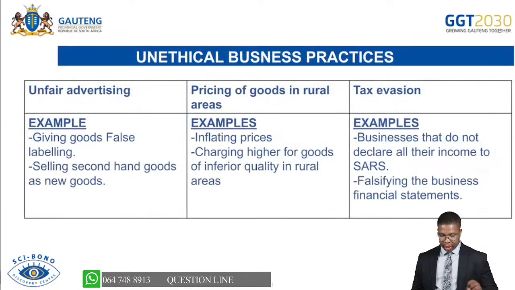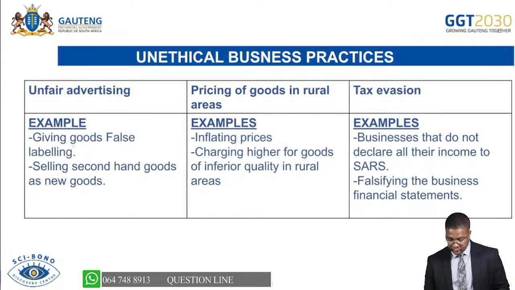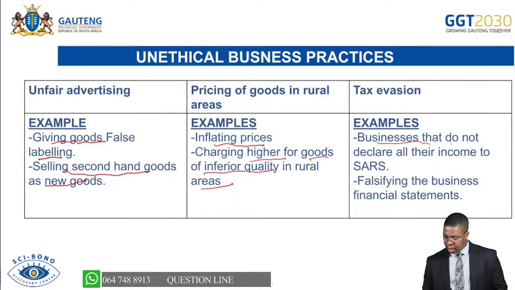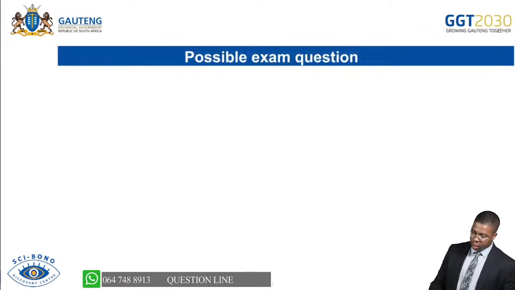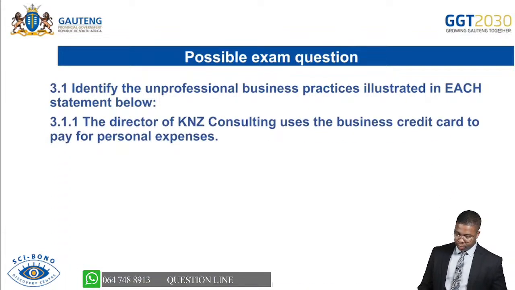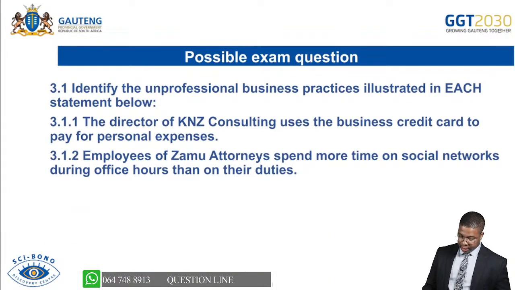Then these are the examples of unethical business practices: giving goods false labeling or selling second-hand goods as new. Another one is examples such as inflating prices and charging higher for goods of inferior quality in the rural areas. Tax evasion is when businesses do not declare all their income and falsify the business financial statements. That's tax evasion. Those are examples. Possible questions on that. You're expected now to identify unprofessional business practices illustrated in each statement below.